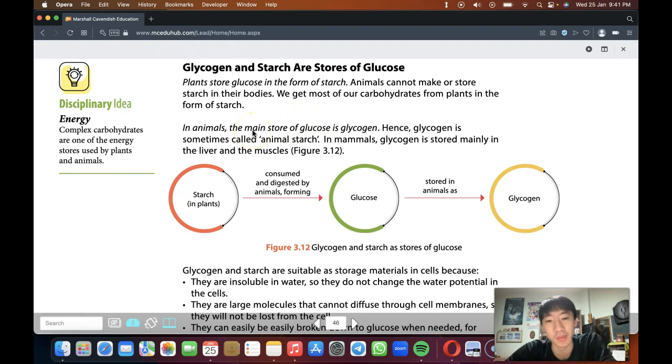It's not a real name. Okay, it's just a nickname. So glycogen is stored in the liver and in the muscles. Okay, so let's see here. Starch is consumed and digested by animals, forming glucose, which is then stored in animals as glycogen.